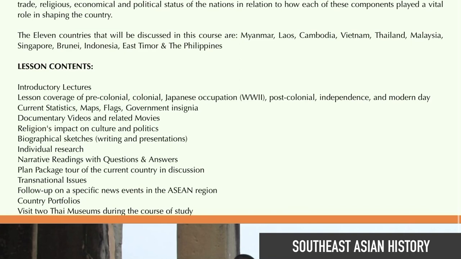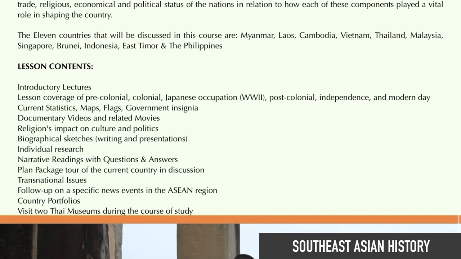We will also look at the country portfolios. You will have to create portfolios, perhaps in Google Slides, presenting the country with photos, pictures, maps, flags, and whatever, to make it look beautiful as you present the country. It's not a presentation, but it's simply a digital portfolio, so to call.